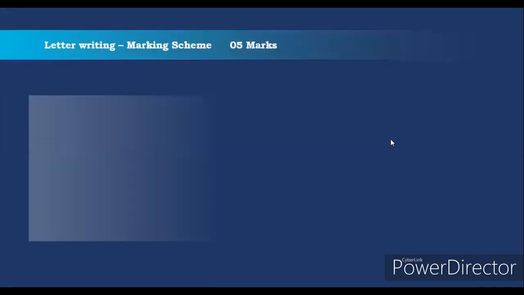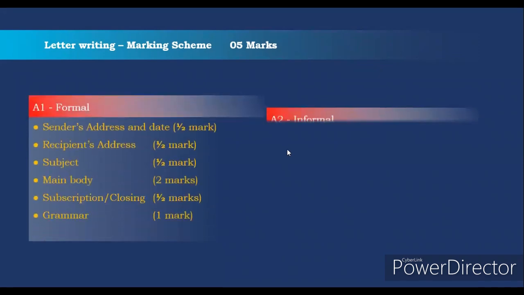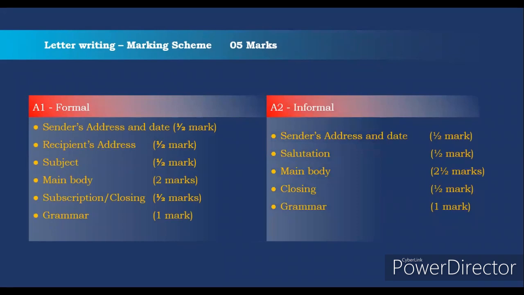So now it's time to go ahead with understanding how the marking scheme is going to be. Let's understand for the formal letters. For formal letters, we have the sender's address and the date for half mark, the recipient's address for half mark. For subject, if you have underlined the subject with pencil and if you have written the word subject completely, we are going to give you half mark. Once again, subscription and the closing also carry half mark. Apart from these, the two things that are going to carry more weightage are how you use the grammar and frame the sentences, and the main body, because grammar carries 1 mark, while your main body, which includes the 3 paragraphs, is going to be there for 2 marks.